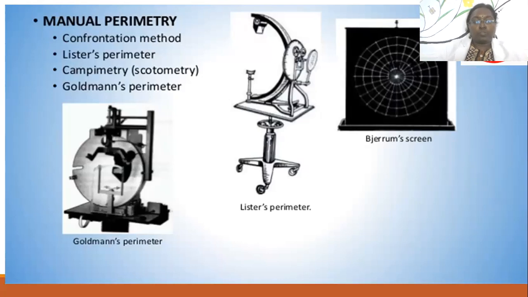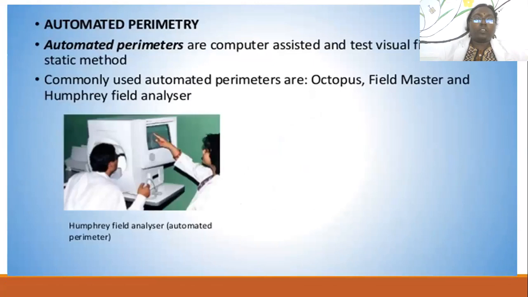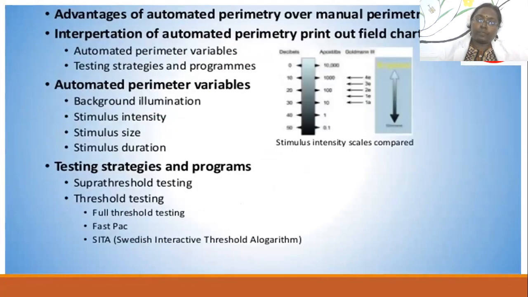The pictures of Goldmann's perimetry, that's manual perimetry, and digital perimetry is there. These are some of the manual perimeters. The automatic perimeters or computer assisted ones test visual fields by the static method. Commonly used automatic perimeters are Octopus, Field Master, and Humphrey's Field Analyzer.